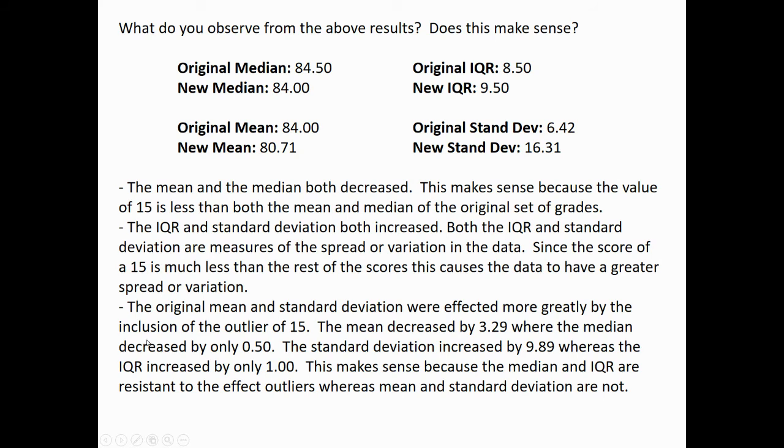Now, which was affected more? The mean and standard deviation were affected more greatly by the inclusion of the outlier of 15. The mean decreased by 3.29, whereas the median decreased by only 0.5. The standard deviation increased by 9.89, whereas the IQR only increased by 1. This makes sense because the median and IQR are resistant to the effect of outliers, whereas the mean and standard deviation are not, which is why we use median and IQR when we have skewed data or we have outliers. When the data is reasonably symmetric, it's more appropriate to use mean and standard deviation.